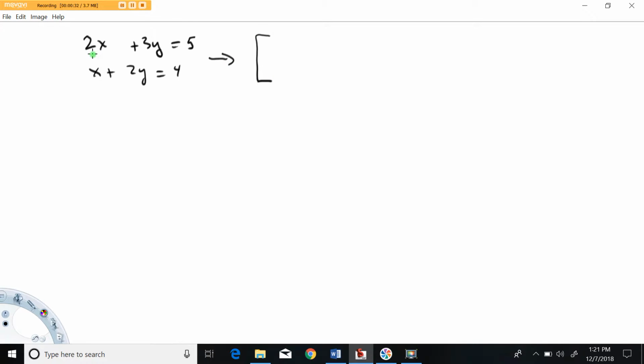You take your coefficients, 2, 3, 1, and 2. They're going to go here, 2, 3, 1, 2. I'm going to put this little dot, dot, dot. This is just a separation. You can think of it as maybe being the equal sign here. And then on the right-hand side, we're going to put the 5 and the 4. This is just a shorthand way to represent the system of equations without having to write the x's and the y's. So again, this reads 2x plus 3y equals 5 and x plus 2y equals 4.